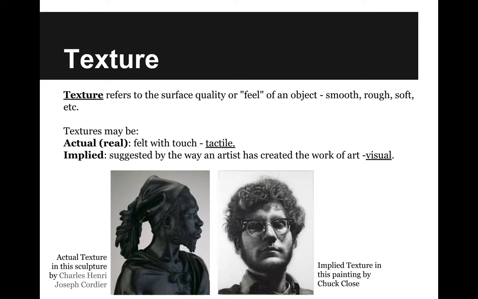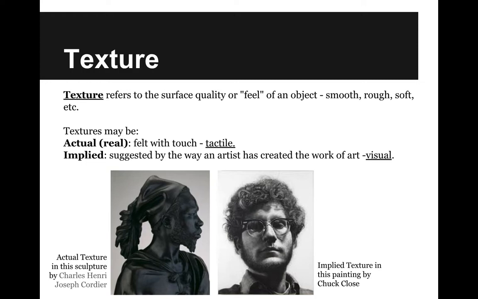And then we have implied texture. It's suggested by the way an artist has created the work of art, so it's visual. So all of our drawings or paintings, if it looks like it has texture, but we know if we touched it, it would be like the paper or the canvas. It wouldn't actually feel fuzzy or rough or smooth or furry. That is implied. But if we did a sculpture and we actually covered it with fur or spikes, and we touched it with our fingers, we'd say, oh my gosh, it actually feels furry or rough or smooth. That is actual.